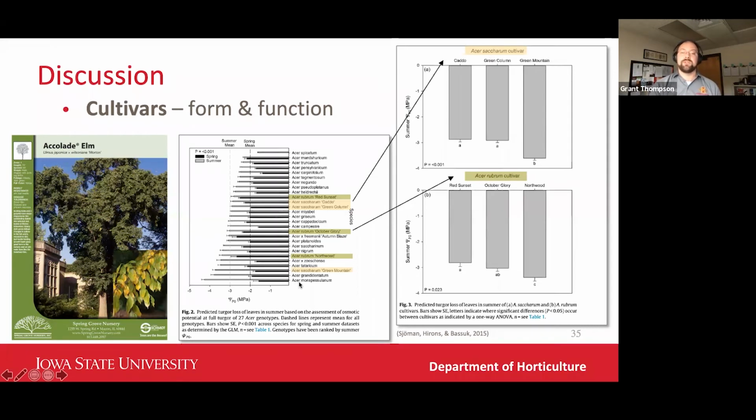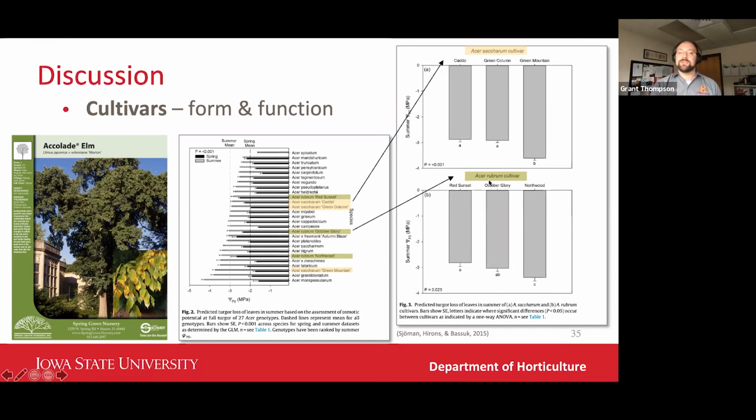The ones at the bottom of the list are more drought resistant. In this case, the greater the negative number, or the more negative it is, the more drought resistant it is. And what I've highlighted here are the cultivars where they did find that among Acer saccharinum, there are statistically important cultivar differences. Is this practically important? It's getting into the range of it might be.